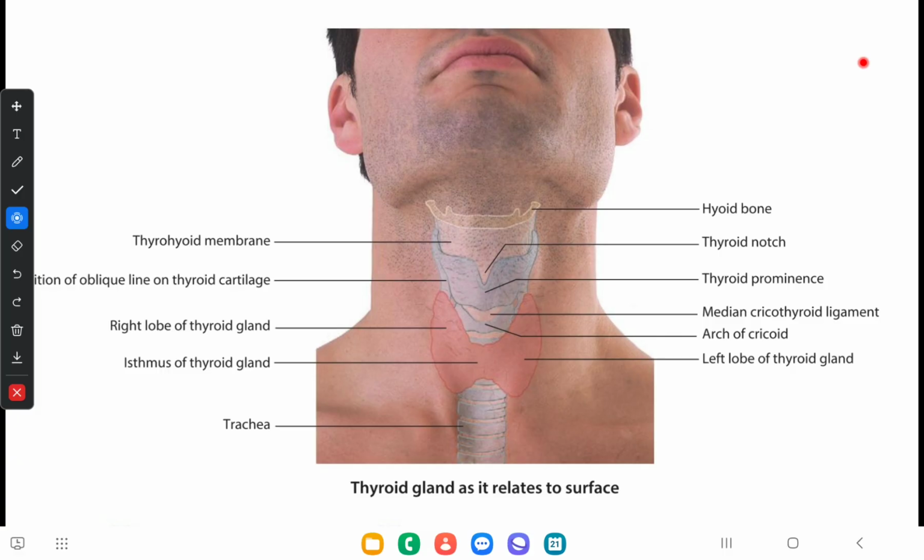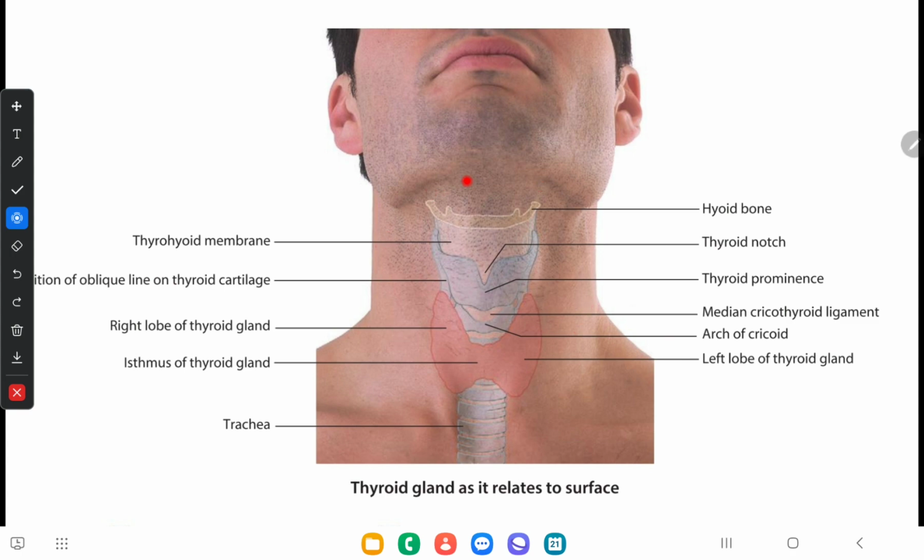From this video you will learn about the thyroid gland anatomy. I will talk about the general features, capsule of the thyroid gland, then the relations of the lobes as well as to the surface and the isthmus of the thyroid gland, then arterial supply, venous drainage, lymphatic drainage, as well as what is the clinical significance of the thyroid gland.